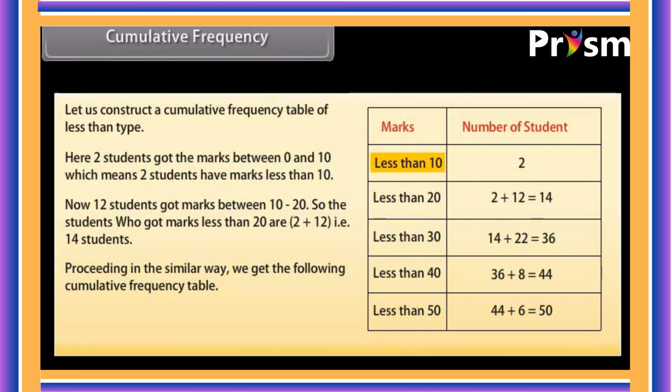For marks less than 10, number of students are 2. For marks less than 20, number of students are 2 plus 12 equals 14. For marks less than 30, number of students are 14 plus 22, which equals 36. For marks less than 40, number of students are 36 plus 8 equals 44. For marks less than 50, number of students are 44 plus 6 equals 50. The above table is known as the cumulative frequency table of less than type.